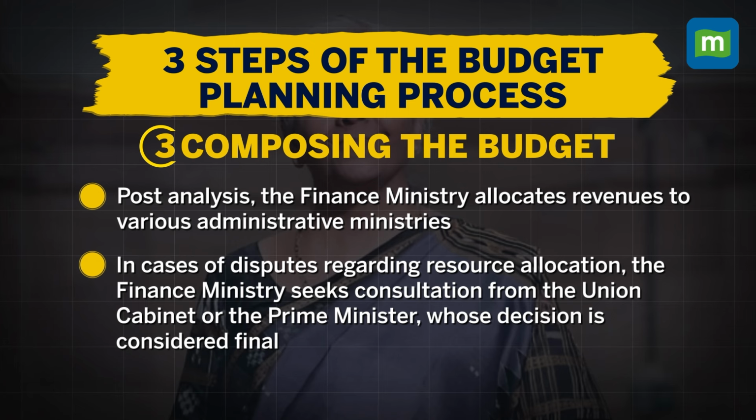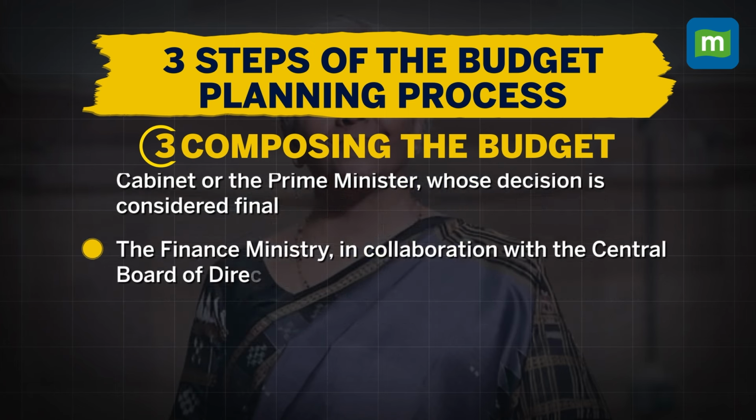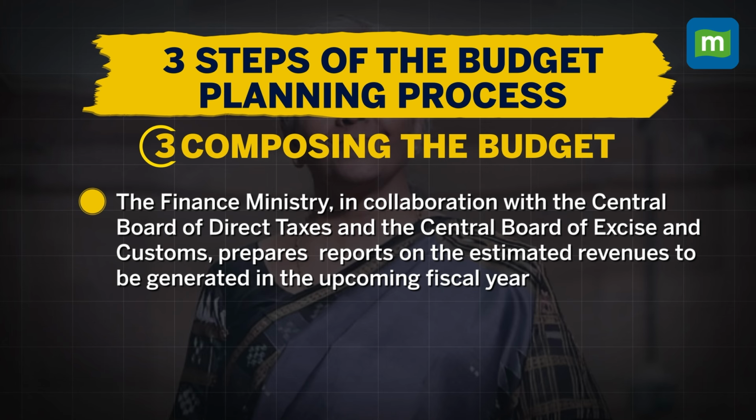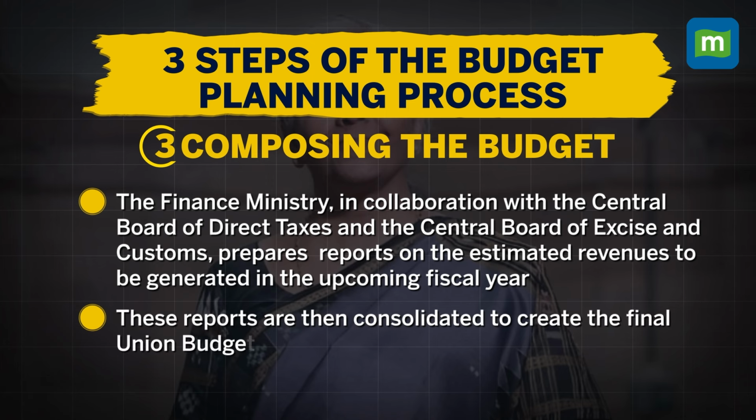Once the resources are allocated for future expenditures, the Finance Ministry, in collaboration with the Central Board of Direct Tax and the Central Board of Excise and Customs, prepare a report on the estimated revenues to be generated in the upcoming fiscal year. These reports are then consolidated to create the final Union budget.